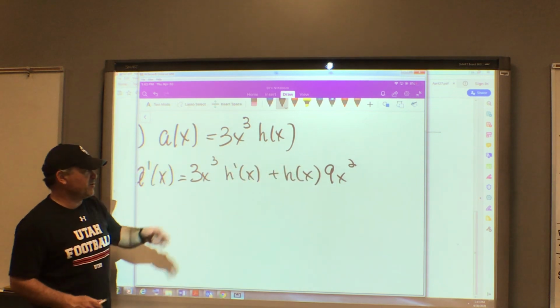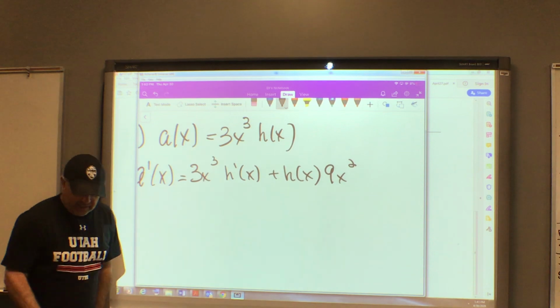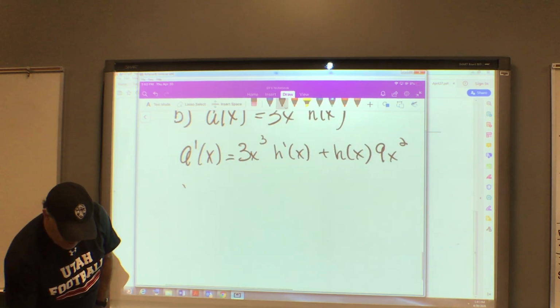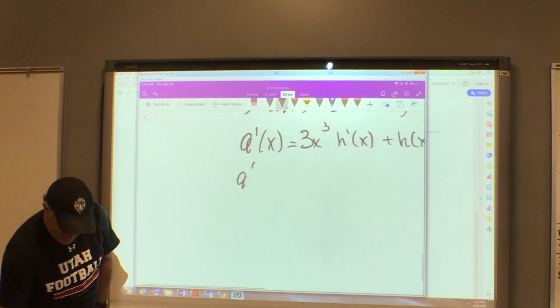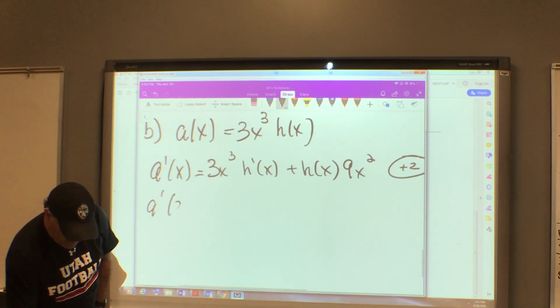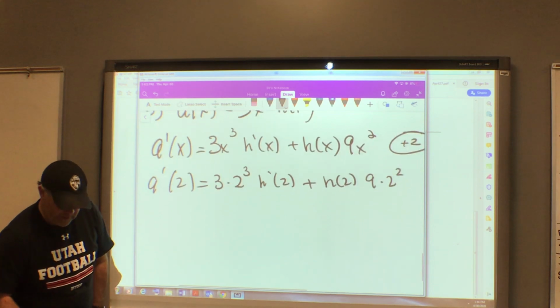Okay, you used product rule. You broke it up with the plus. You've got your derivatives right. Great. Okay, then the next one was for a prime of 2. So this was worth really 2 points. A prime of 2 is going to be 3 times 2 to the third, h prime of 2 plus h of 2 times 9 times 2 squared.